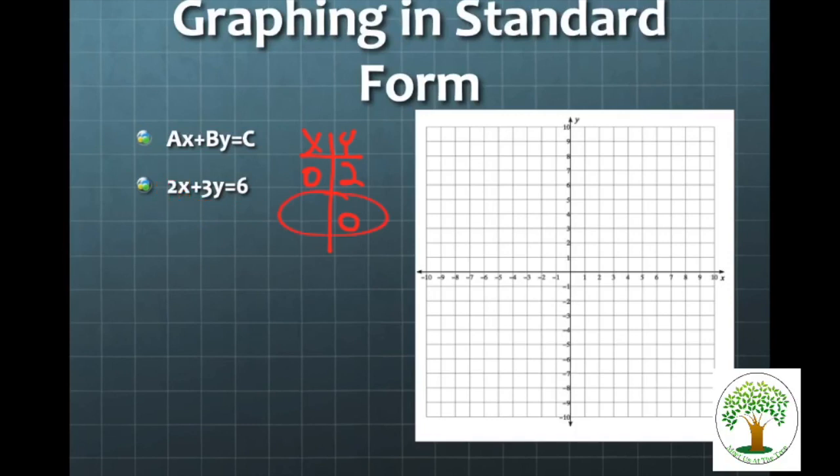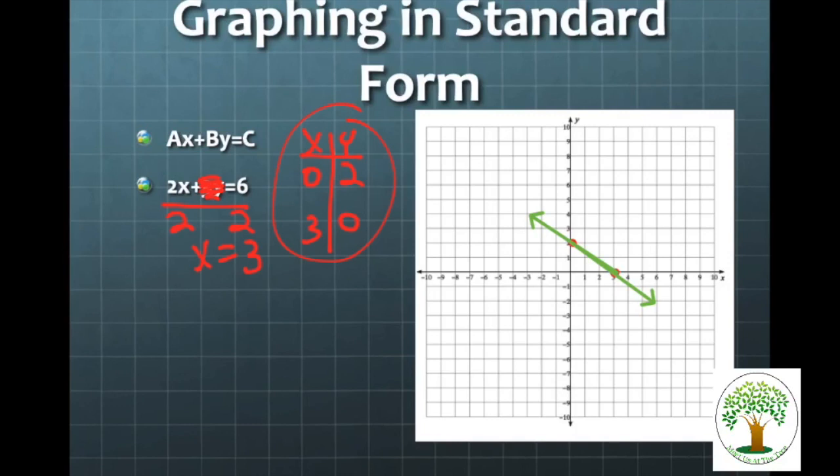Now if we do this one, I put a 0 for y, so it goes away. And I have 2x equals 6, dividing by 2 on each side. I'll get x equals 3. Now I have two ordered pairs: 0, 2, and 3, 0. Draw your line from there. There you go.